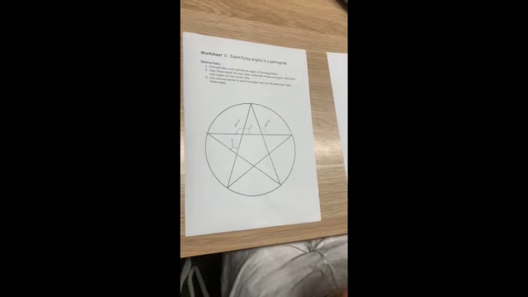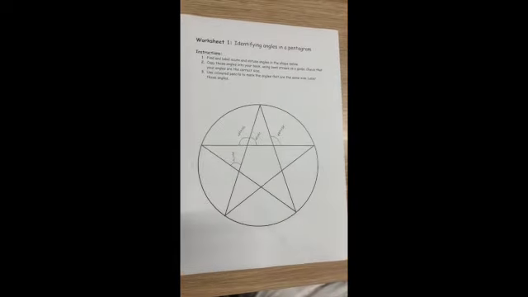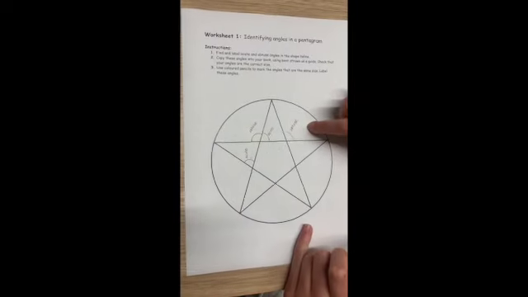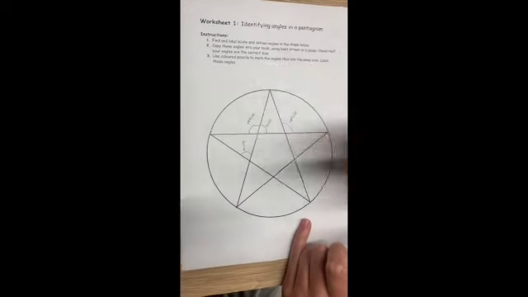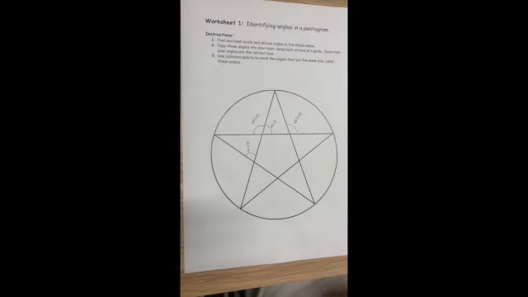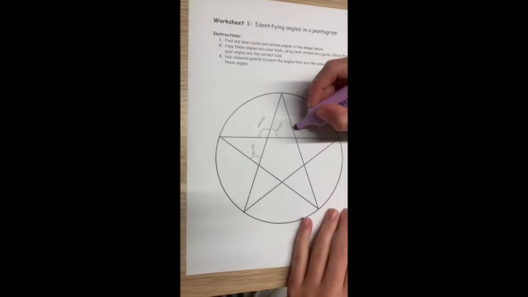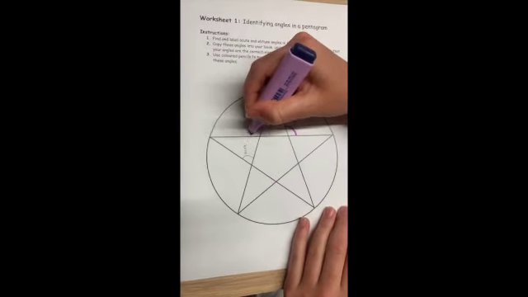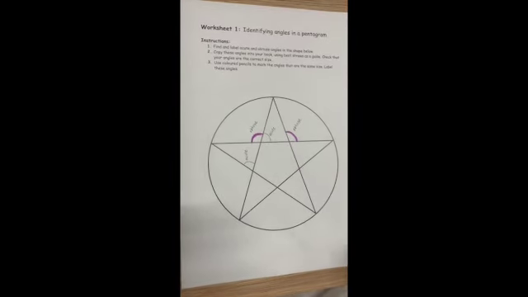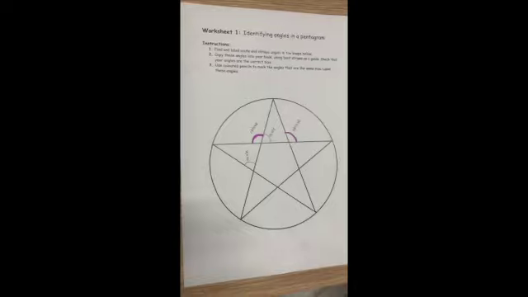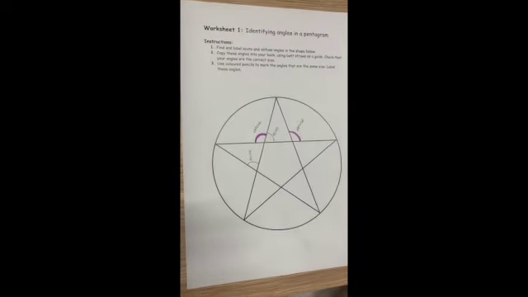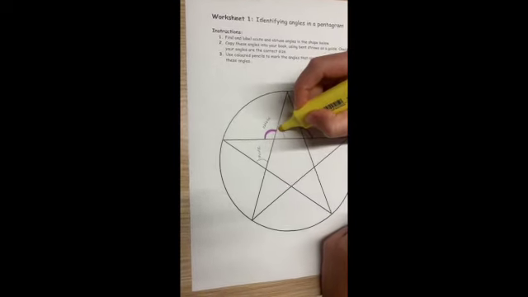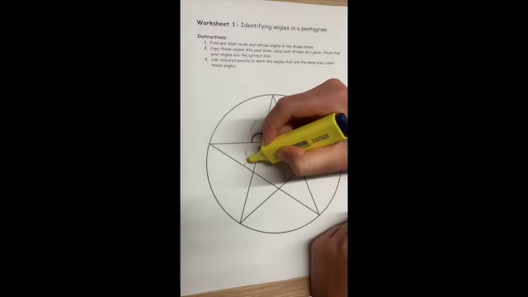Now that we've labelled all of our angles, you should have labelled them all on your own worksheet. We can see that these two obtuse angles are equal, although they are facing the other way. Because we know that they're equal, I'm going to colour them in or mark them both with the same colour. I've chosen purple. Now my acute angles are a different size to my obtuse angles. Therefore, I am going to label them with a different colour.